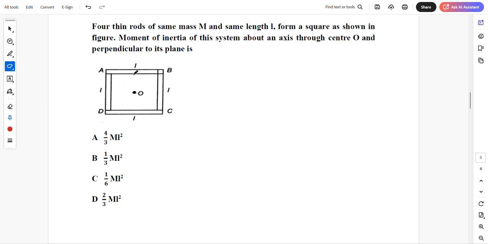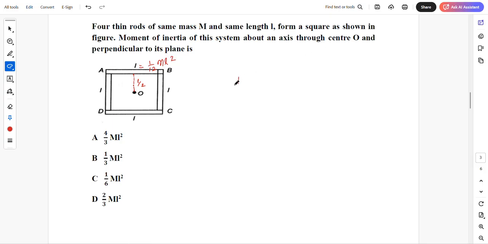This distance is l, so this half will be l by 2. Hope you understood. What is the value of I here? I_COM is nothing but 1 by 12 m l square. Same here also, l by 2, l by 2, l by 2. So, we are supposed to calculate the moment of inertia.